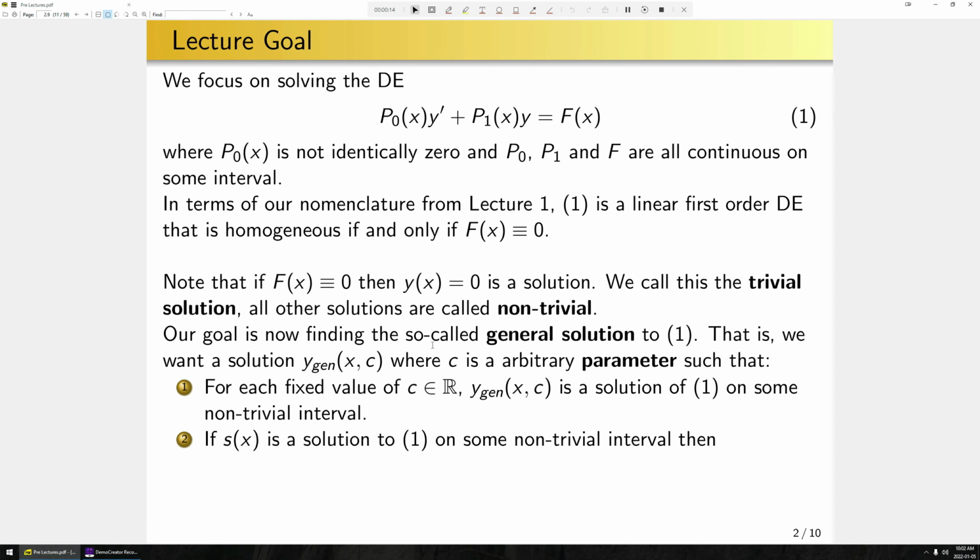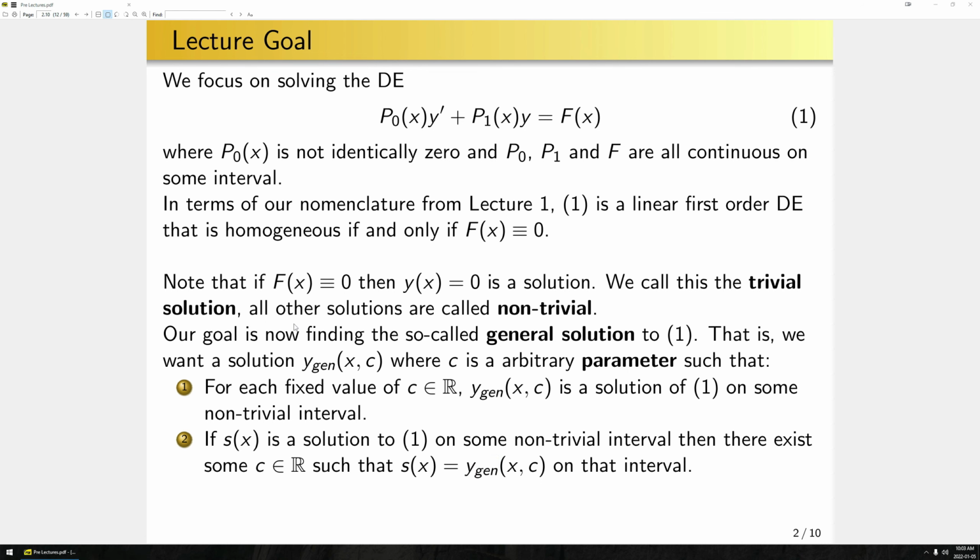Next, the second property that I want a general solution to have is that if s of x is some solution to 1 on some non-trivial interval, just any interval wherever, then there will exist some value of c that I can plug into this y gen function such that s of x, the solution that I have, will be exactly equal to y gen of x evaluated at that value of c on that interval.